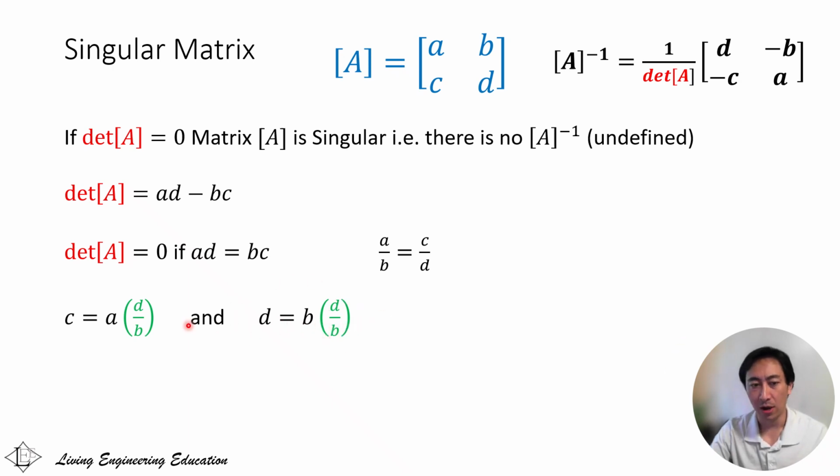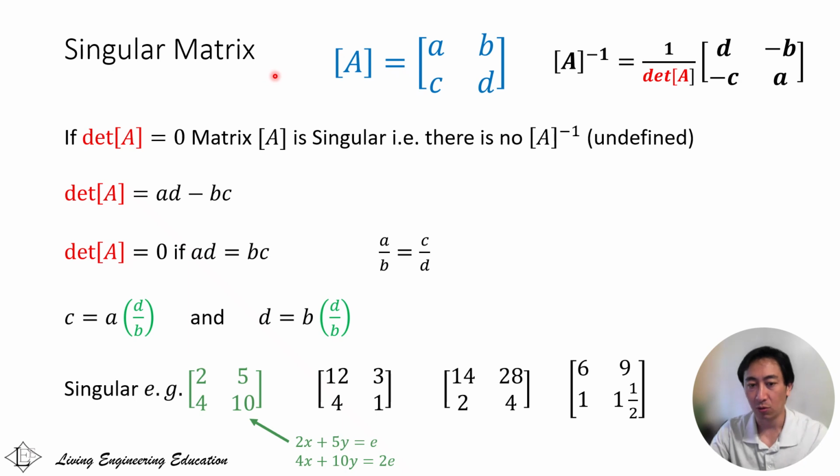So why am I writing it like this? Well, if this is both D over B, this is basically saying if I have a row 1 already defined, and my row 2 is just a factor or a scaled version of A and B, then I know I have a singular matrix. So what do I mean?